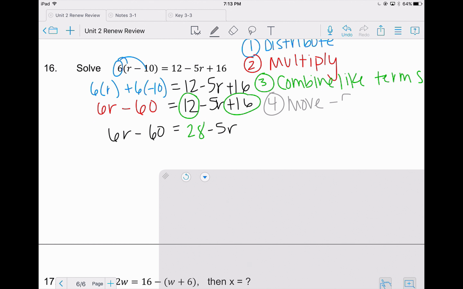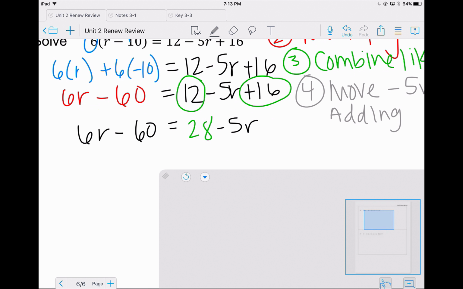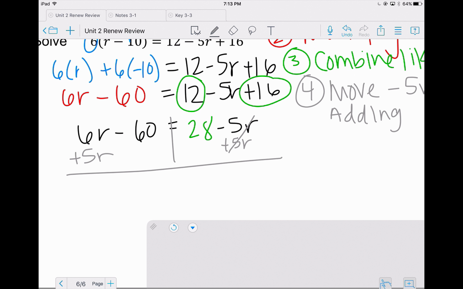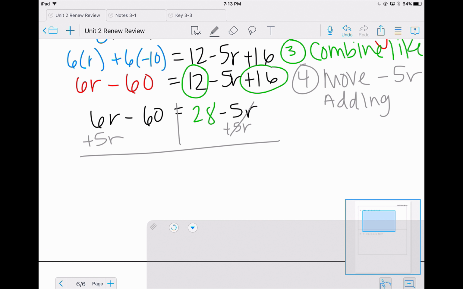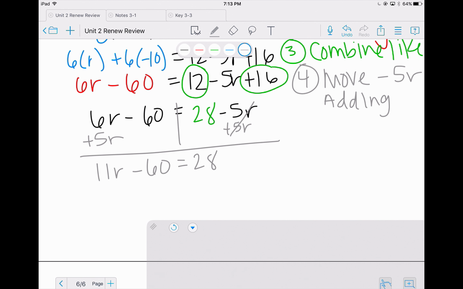So I'm going to move negative 5r by addition, or by adding. So I add 5r to both sides, pick on the smaller guy. In this case, negative 5 is smaller than a positive 6. So 11r, and then the minus 60 stays and the 28 stays.